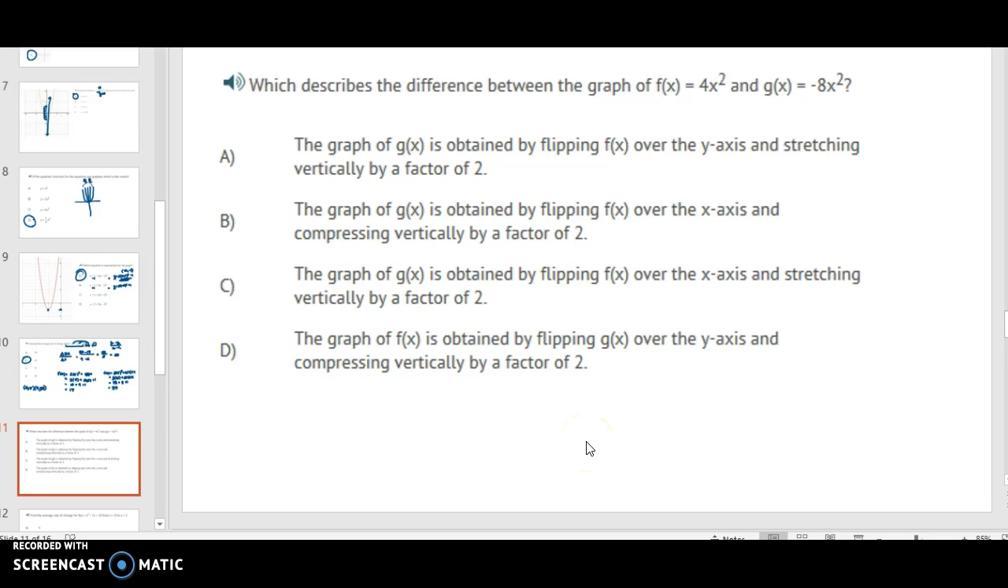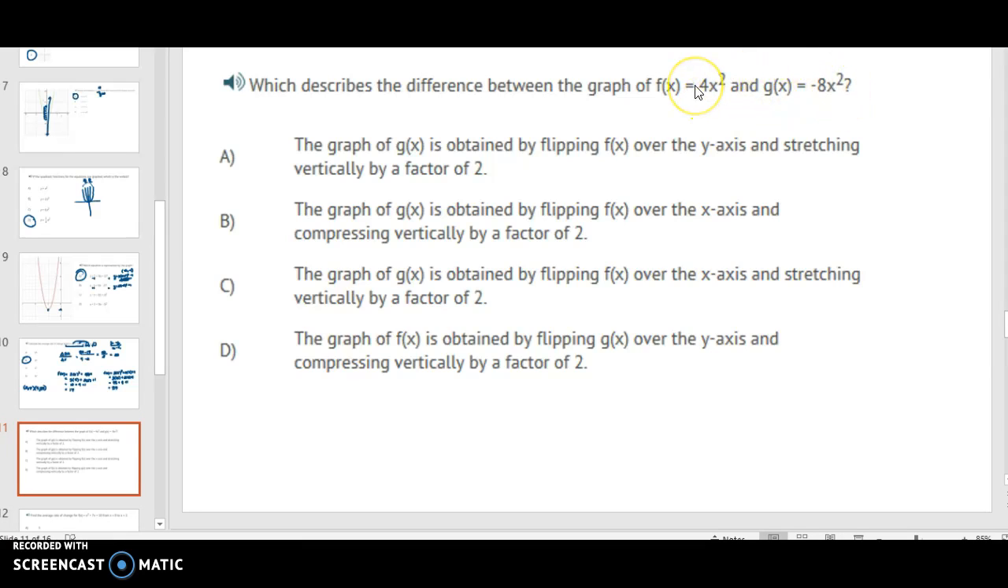Alrighty, so this is a transformation, so let's go ahead and get back into that transformation viewpoint. So when it says describe the difference between the graphs f of x, this is the original graph, and g comes second. The reason why is because you usually label lines in alphabetical order, so f comes before g. So this was the original one, so I have to think to myself, what is the difference other than the name, from f of x equals 4x squared and g of x.